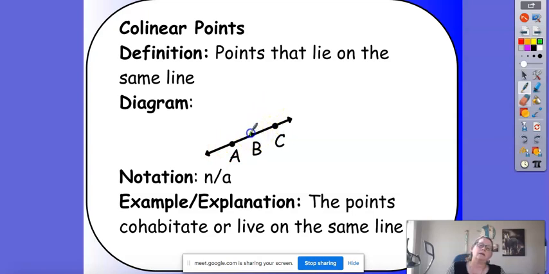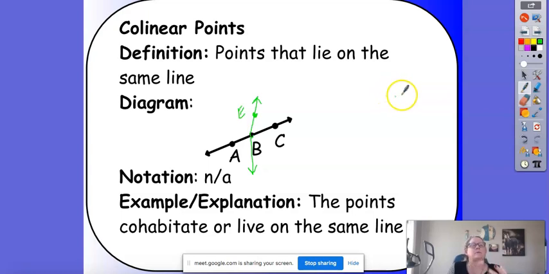If I do something like this, I put another line here. Okay, E is not collinear with A or C. It is collinear with B because it's on the same line with B. Okay, but they have to live on the same line. Think of collinear as cohabitate or live on the same line.